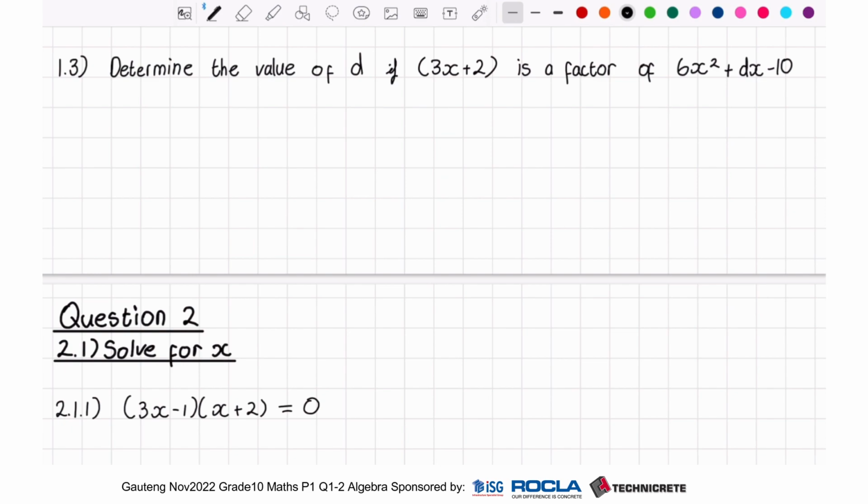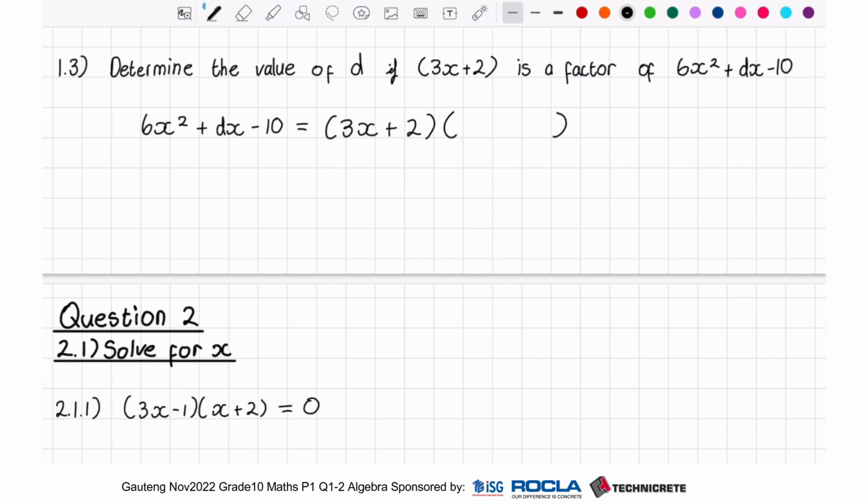Then for the final part of question 1.3, we're asked to determine the value of d if this 3x plus 2 is a factor of 6x squared plus dx minus 10. So if this is a factor, then that means that that times another bracket that looks something like that with one term in x is going to be equal to this. So I can write it like this. That's 6x squared plus dx minus 10 is equal to the bracket I was given times another bracket.